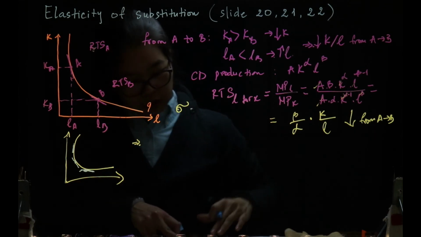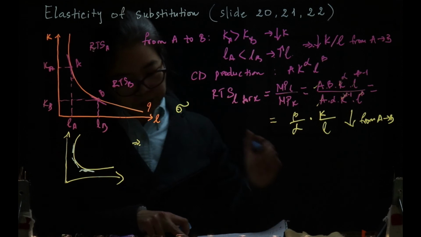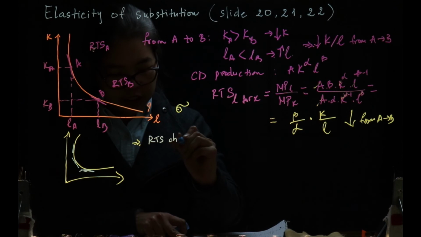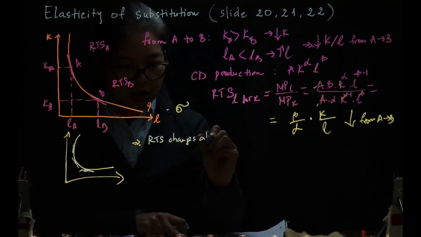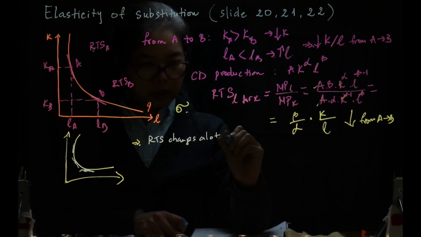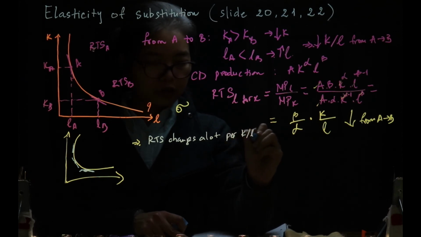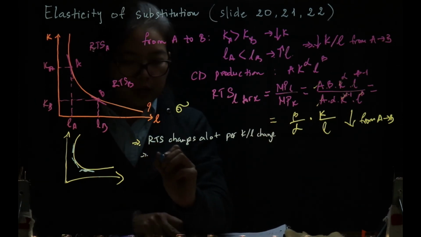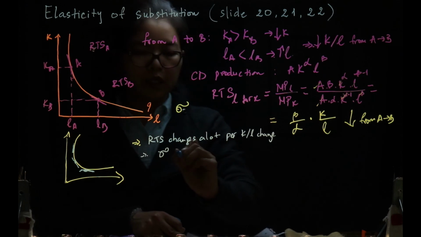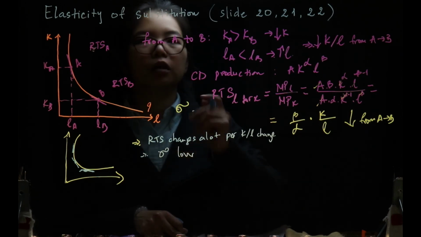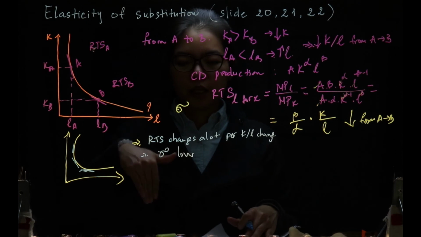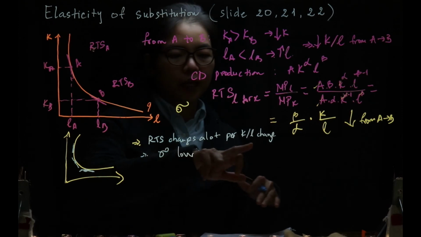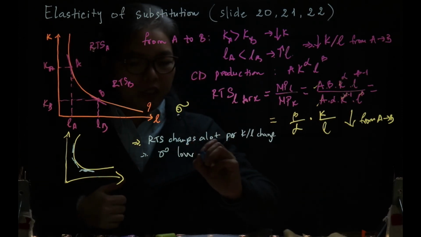So that means RTS changes a lot per K over L change, right? And because of that, the elasticity of substitution will be low because we have RTS in the denominator, right? And K over L on the numerator.